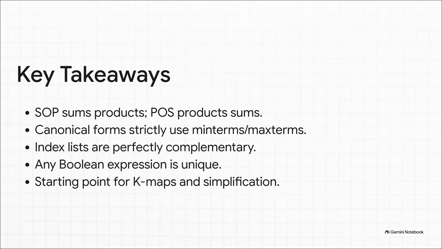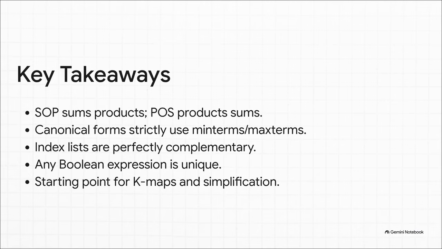All right, let's summarize the big takeaways here. 1. SOP sums products while POS products sums. 2. Canonical forms strictly require the use of full minterms or maxterms. 3. Their index lists are perfectly complementary. If it's not in one, it's in the other. 4. Any Boolean function has a unique canonical form.